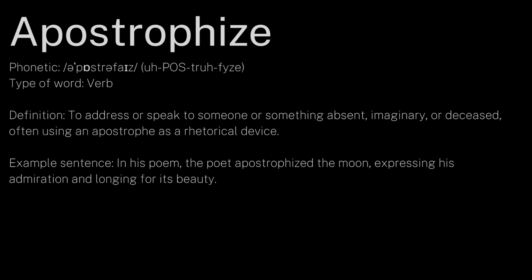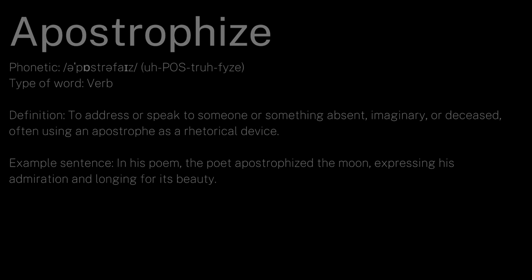Our 27th word is apostrophize, which is a verb that is defined as to address or speak to someone or something absent, imaginary, or deceased, often using an apostrophe as a rhetorical device. For example, in his poem, the poet apostrophized the moon, expressing his admiration and longing for its beauty.